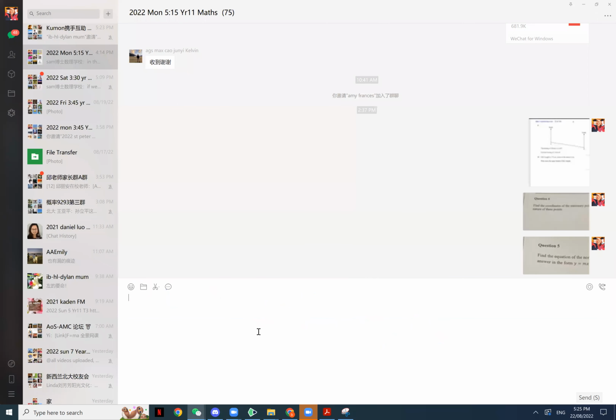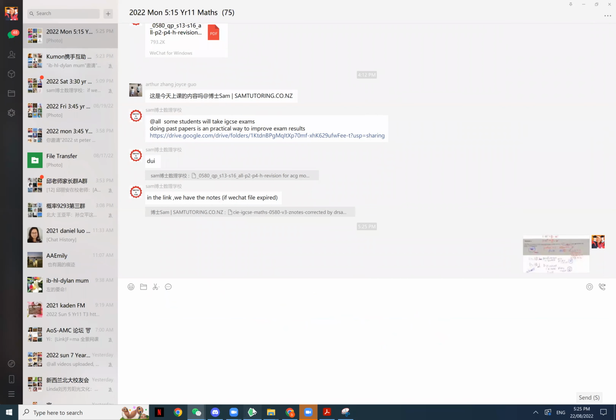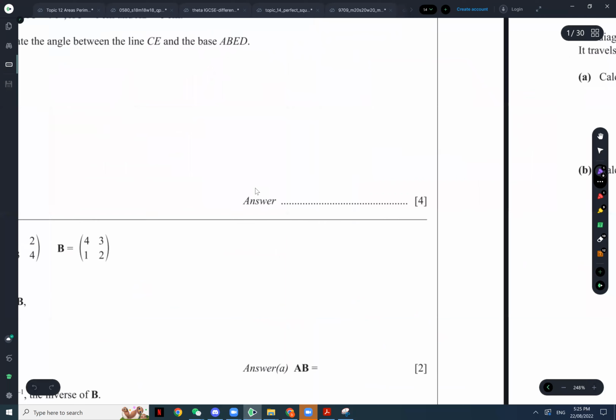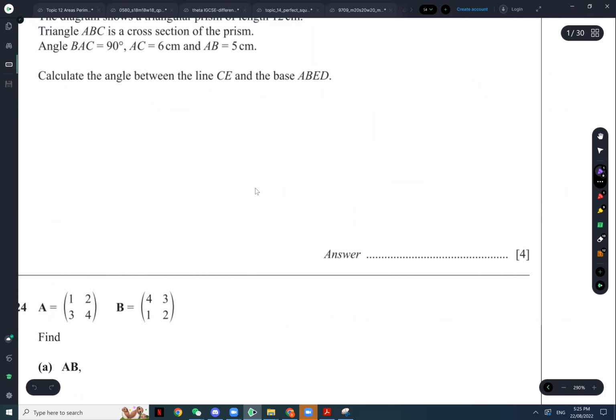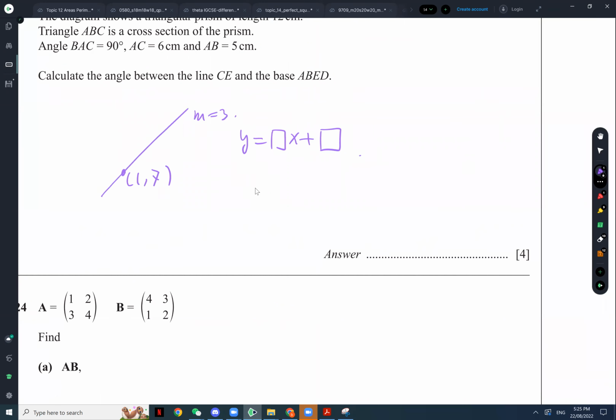Now another question from student. But for another question, we need to do some preparation. If we have this line, gradient equals 3, this point is 1, 7. What's the equation of this line? Oh, find the equation of the line.